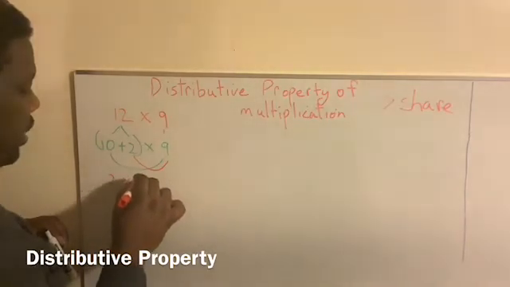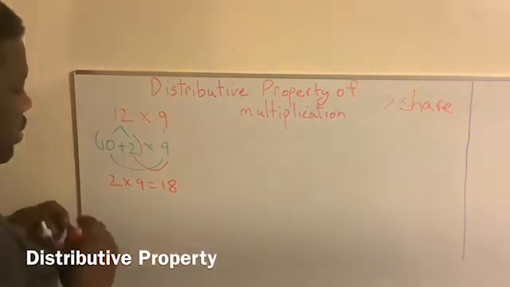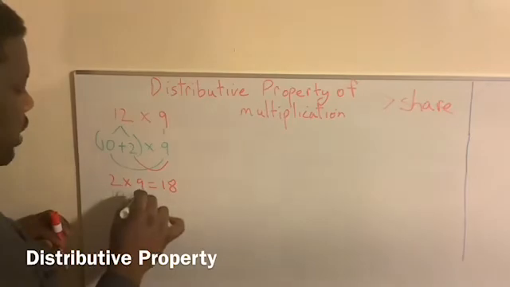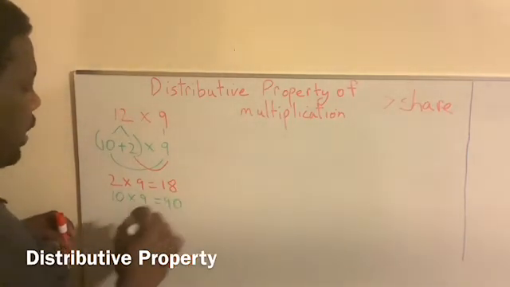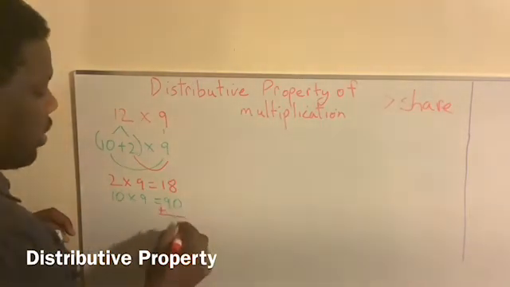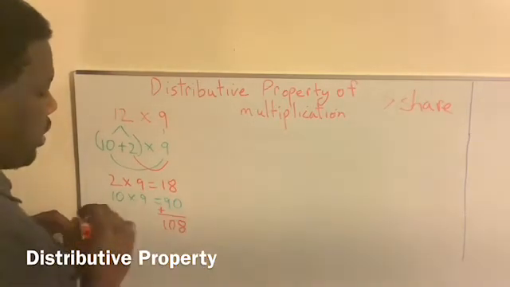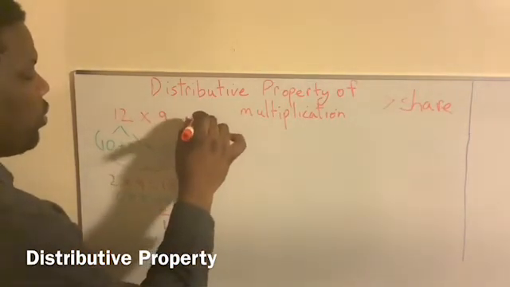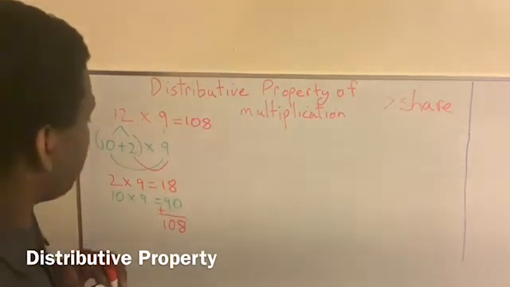2 times 9 is equal to 18. 10 times 9 is equal to 90. If we add our answers, 8 plus 0 is 8, 9 and 1 is 10. So 12 times 9 is equal to 108. Let's try a different strategy with the same problem.